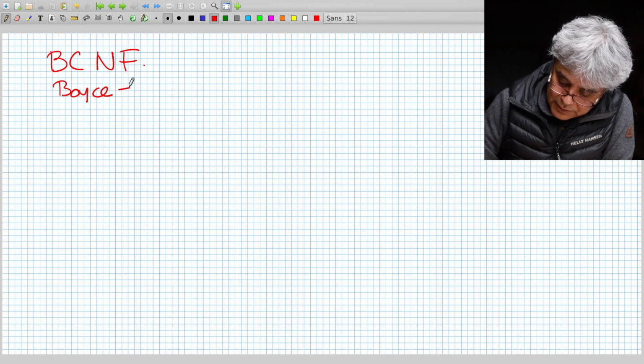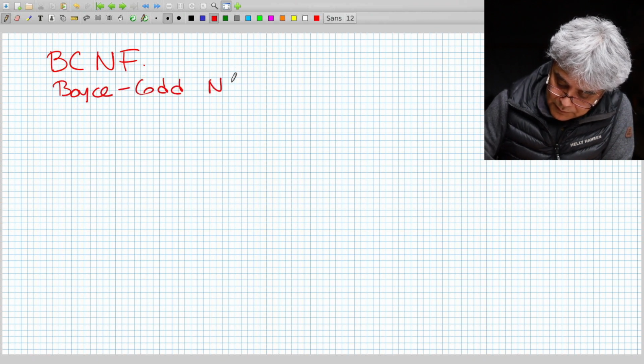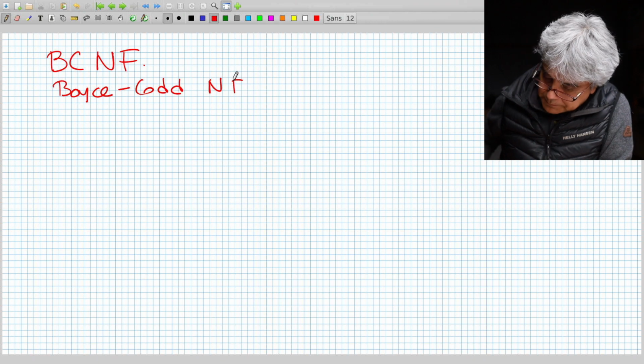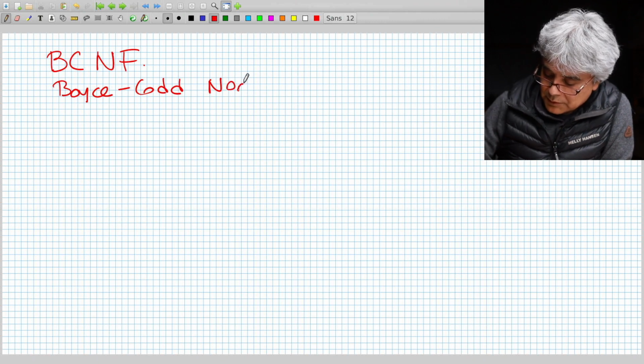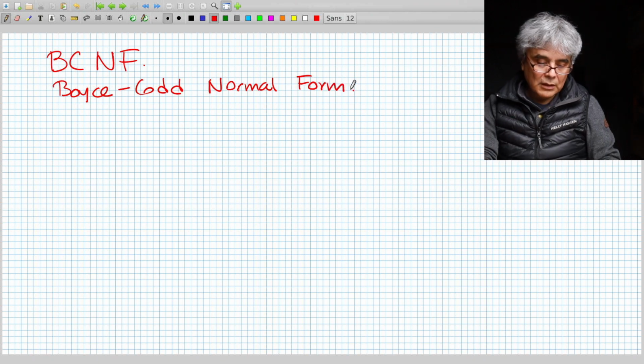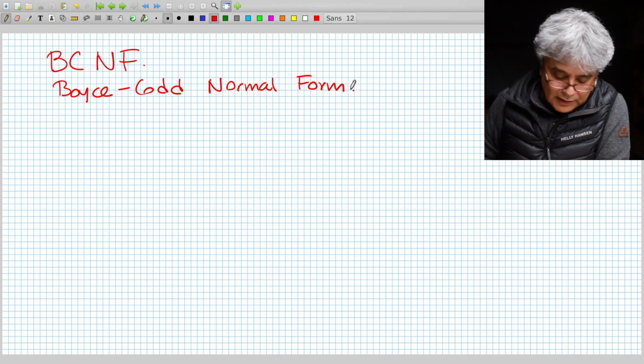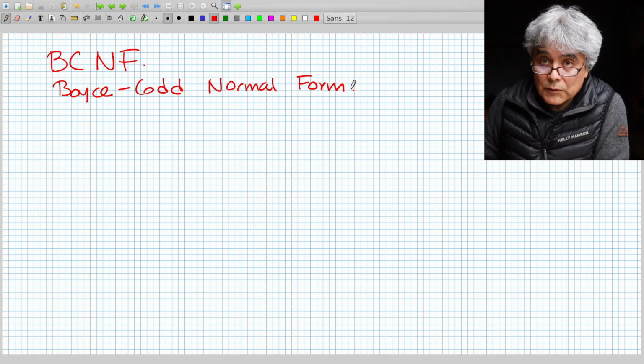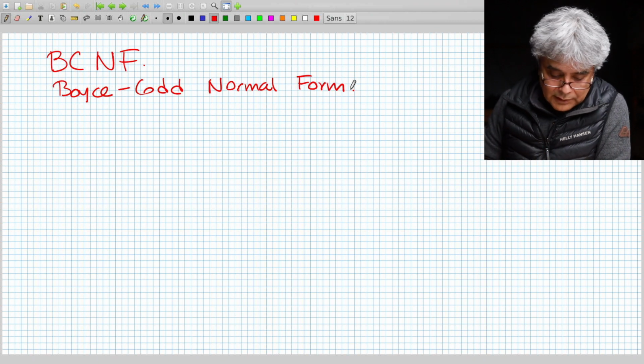Remember, Boyce-Codd normal form. The definition is in the text, in the notes, so I don't see any point in rewriting it here.